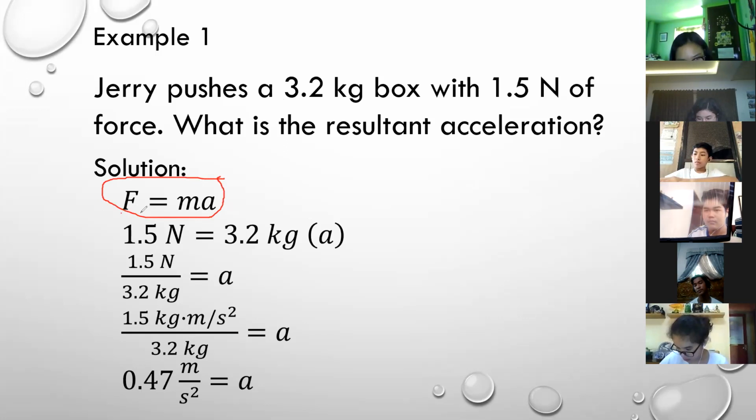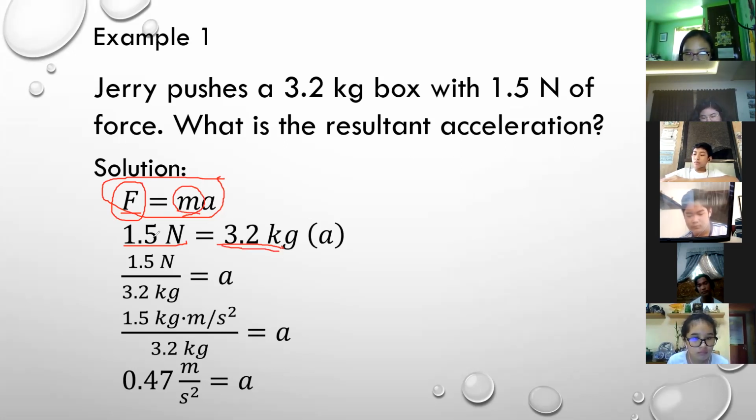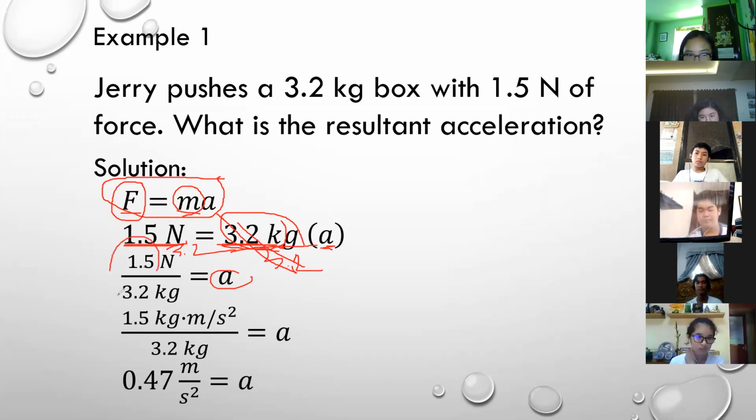Then the force in the problem is 1.5 Newton. So you substitute 1.5 Newton to F, which represents your force. Mass is 3.2 kilograms, so change the mass to 3.2 kilograms. That force and that mass will be our constant values that will determine the value of A. It's like finding the value of X. This time around, find the value of A. So divide both sides by 3.2 since we don't need that value as a coefficient of A. When we divide both sides by 3.2, we cancel this 3.2, leaving A equals 1.5 divided by 3.2. Use your calculator, divide 1.5 by 3.2, you end up with 0.47.